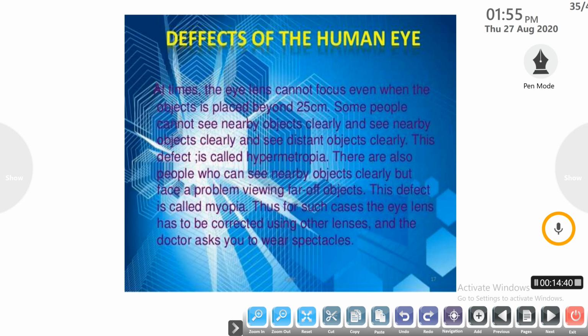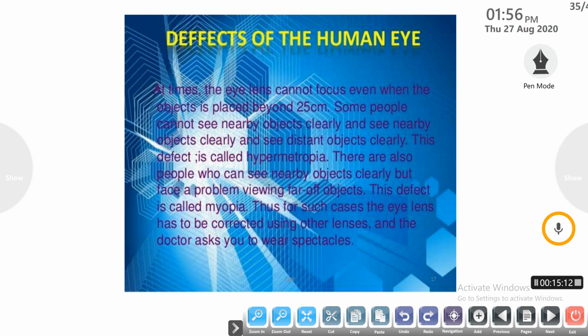At times, our eye lens cannot focus even when the object is placed beyond 25 centimeters. So some people cannot see nearby objects, but they can see distant objects clearly. This defect is known as hypermetropia. Some people can see nearby objects very clearly, but face a problem viewing far off objects. This defect is called myopia. Thus, for such cases, the eye lens has to be corrected using another type of lens, and the doctors ask you to wear spectacles.